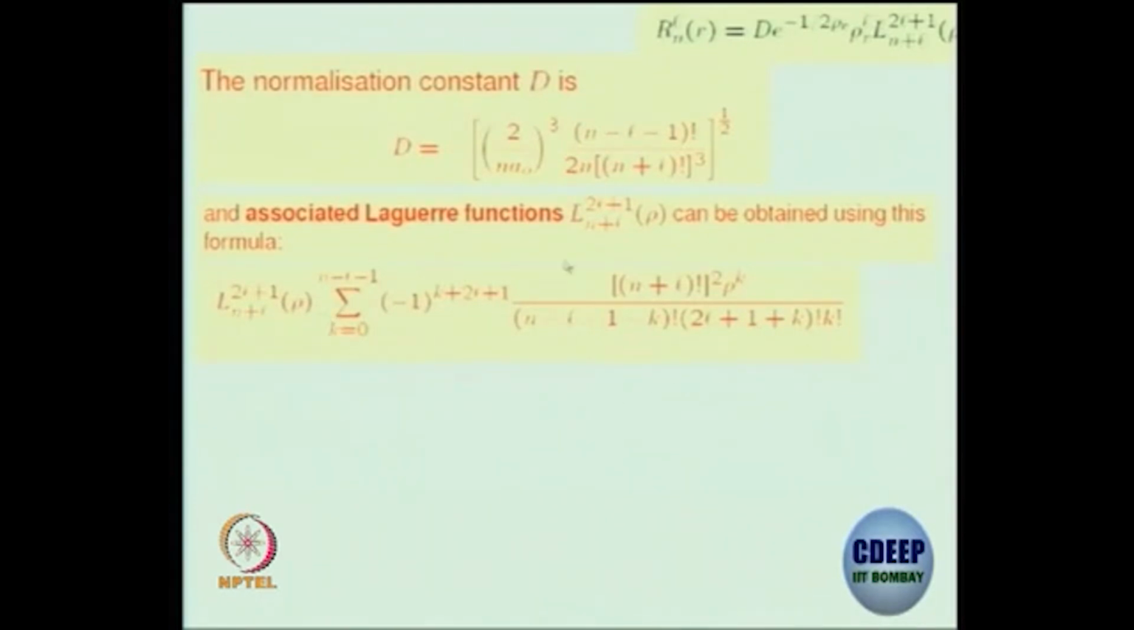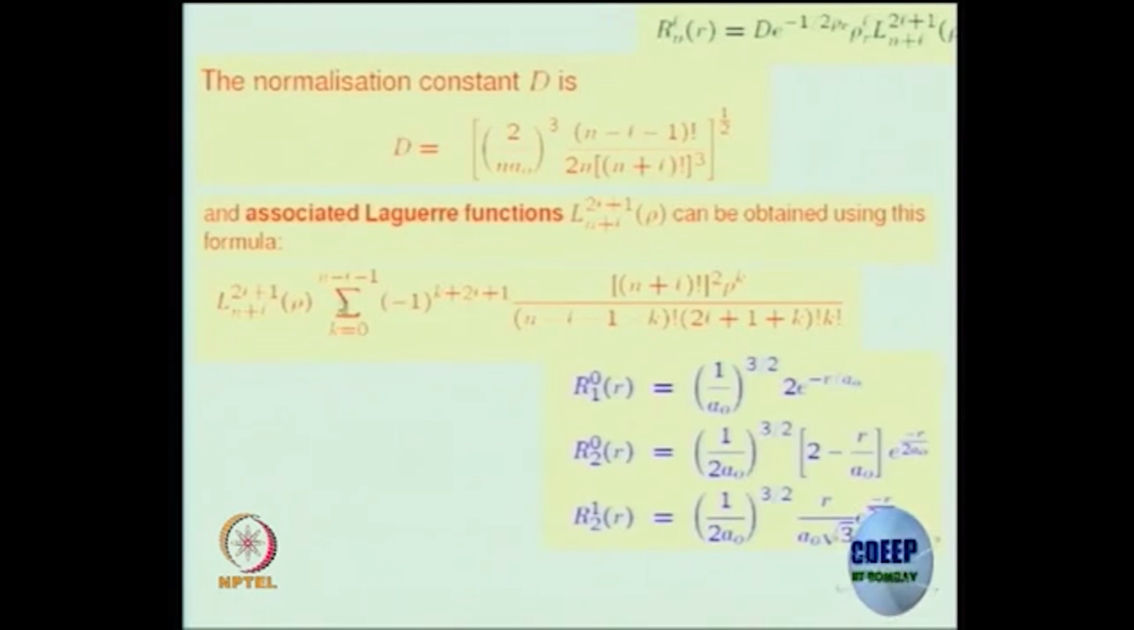So this is a neat summation formula for the associated Laguerre functions. And you can try to substitute here and verify. So there is an equal to sign here. You can try to verify that you get R10 to be this, R20. Please check it out. Okay. So this is the radial part of the wave function for the hydrogen atom problem.